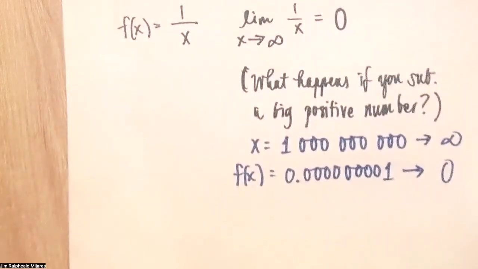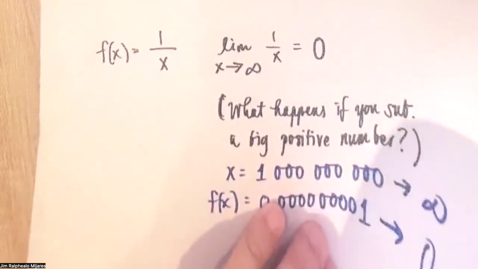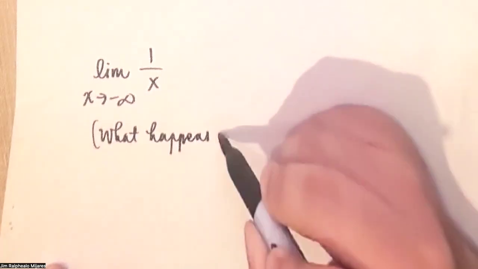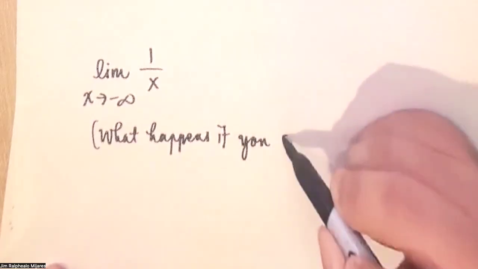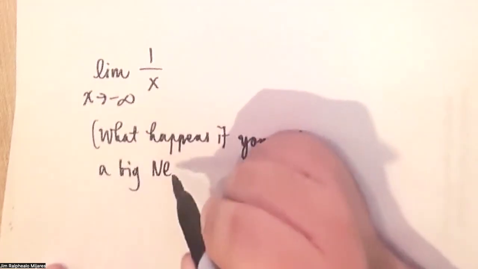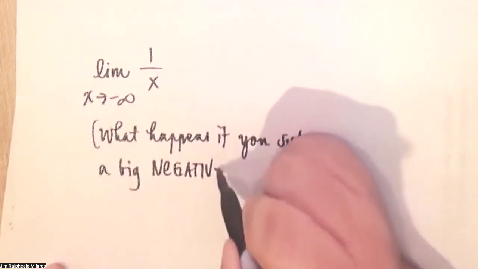Another question would be for the same problem, what would be the limit? Okay, the limit as x approaches negative infinity of 1 over x. All right. So meaning, what happens if you substitute a big negative number?